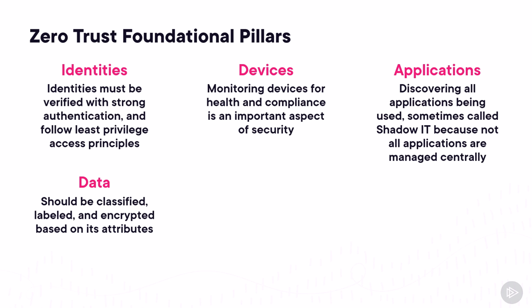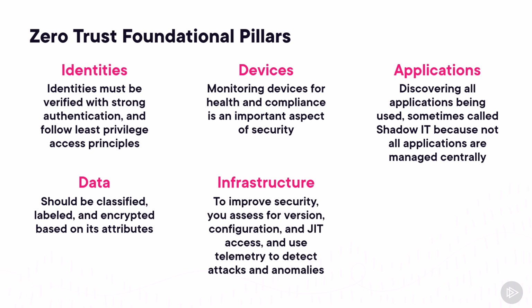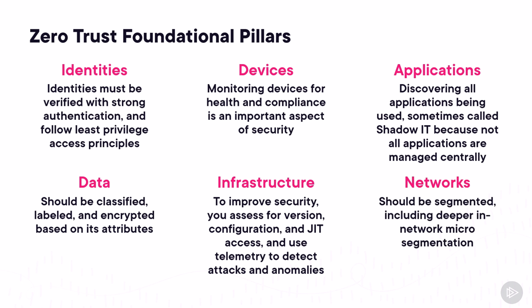Our fifth pillar is infrastructure. Infrastructure, whether on-premises or cloud-based, represents a threat vector. To improve security, you should assess for version, configuration, and just-in-time access, and always use telemetry to detect attacks and anomalies. This will allow you to automatically block or flag risky behavior and take protective actions. Our sixth and final pillar is networks. Networks should be segmented, including deeper in-network microsegmentation. You should also use real-time threat protection, end-to-end encryption, monitoring, and analytics.